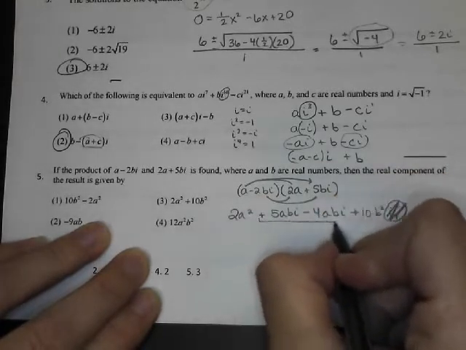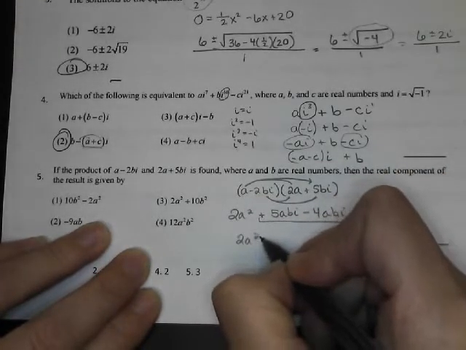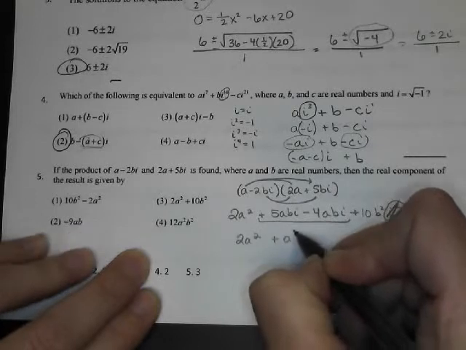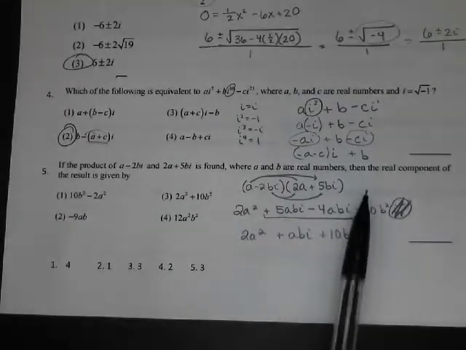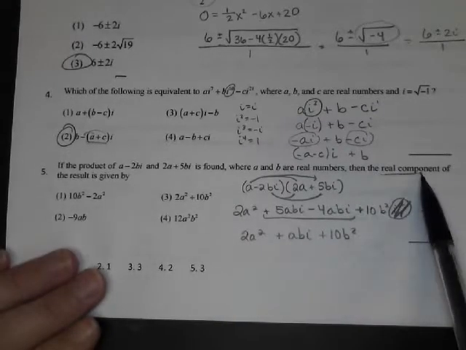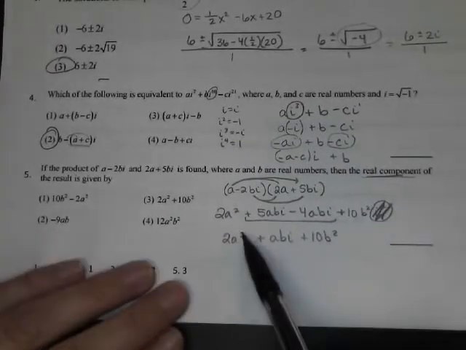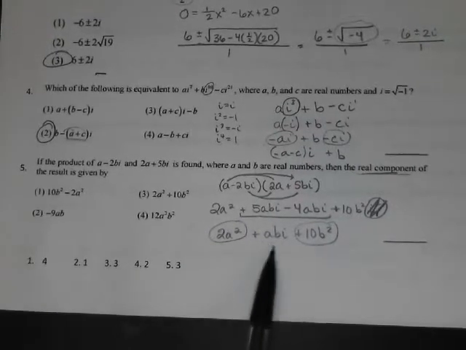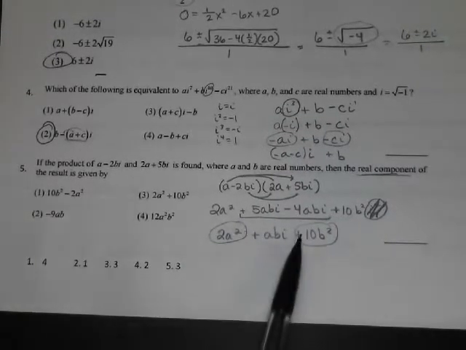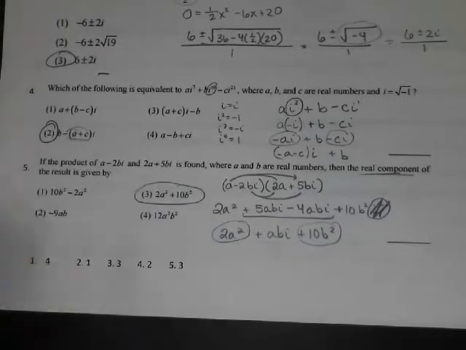These are combinable. So 2a squared plus abi plus 10b squared. And they're asking for the real component. So the real component is anything that doesn't have an I, and then this is the imaginary component. So 2a squared plus 10b squared is the real component because there's no i's involved.